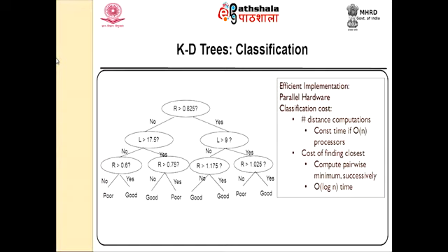So, the number of distance calculations will decrease and the cost of finding the closest will be pairwise minimum successfully. So, order of log n time, this makes a large difference when you are talking about big data sets. So, basically what you are doing, depending upon the parameters, you are splitting the sets such that you have less number of comparisons to make as you go along.